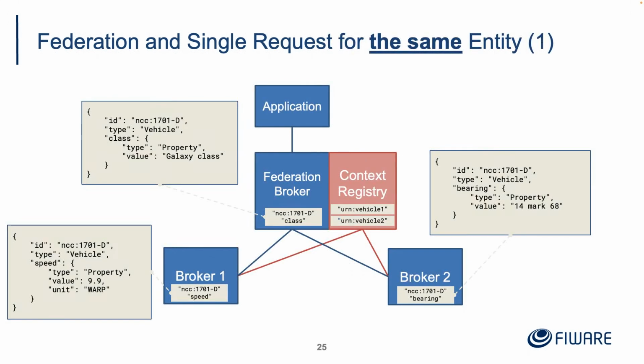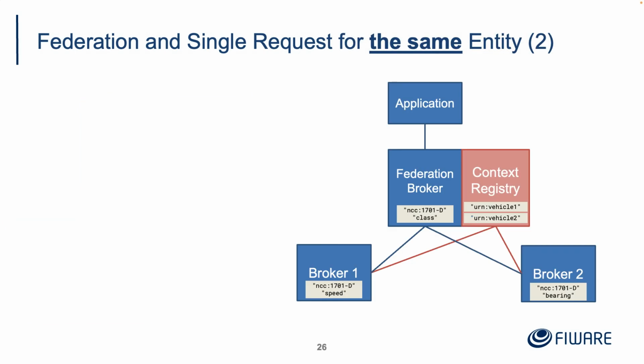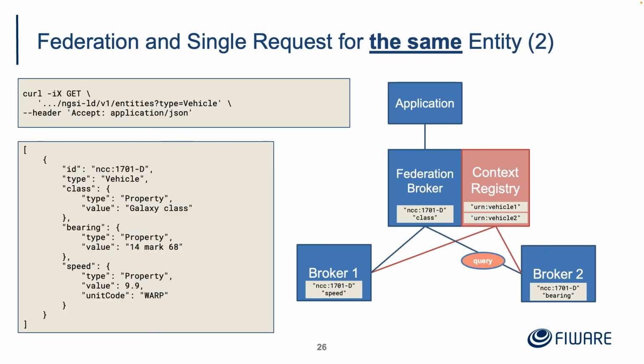The alternative is that you have a single entity where different aspects of that entity are held in different places. In this case, we've got the speed in one broker, we've got the bearing in another broker, we've got the name of the vehicle in a third broker. Once again, you can see we would have the same registrations on the system. When we get the information, we would get the whole holistic viewpoint of that particular broker.